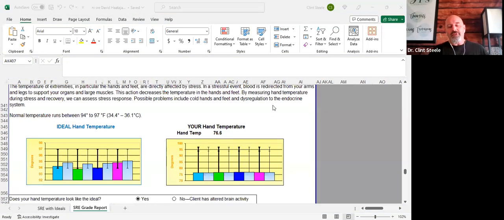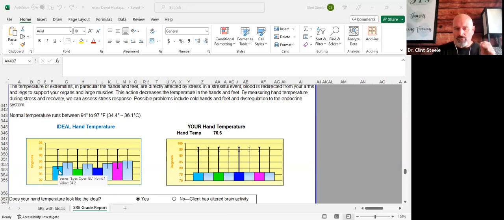Now we come down. This is the same person's hand temperature. Now their hand temperature should ideally be between 94 and 97. It should go down during stress. Again, we're pulling blood away from the hands during stress. And then when we recover, we close our eyes to relax. It should go up. That's why this gray bar is there. This goes up and down. So this is the adaptability, right?